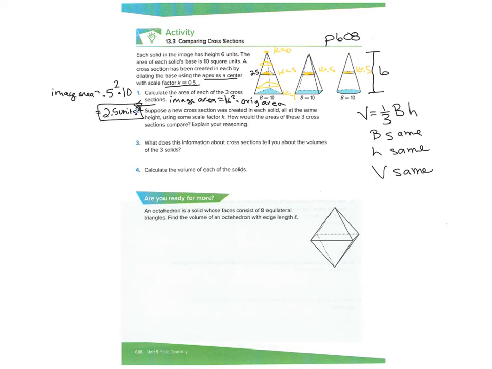The area of this yellow rectangle is also 2.5 units squared. And the area of this yellow circle is also 2.5 units squared. So it says, suppose a new cross-section was created. So they cut it somewhere else. For example, looking at my yellow triangles, the smaller one or the bigger one. And it says, how would the areas of these cross-sections compare?